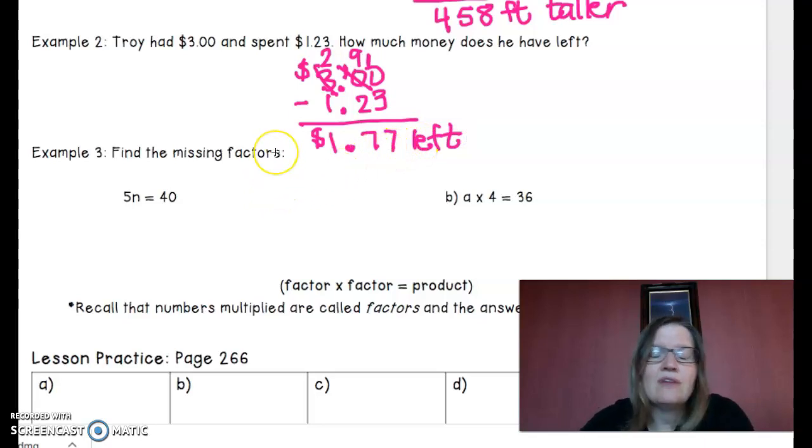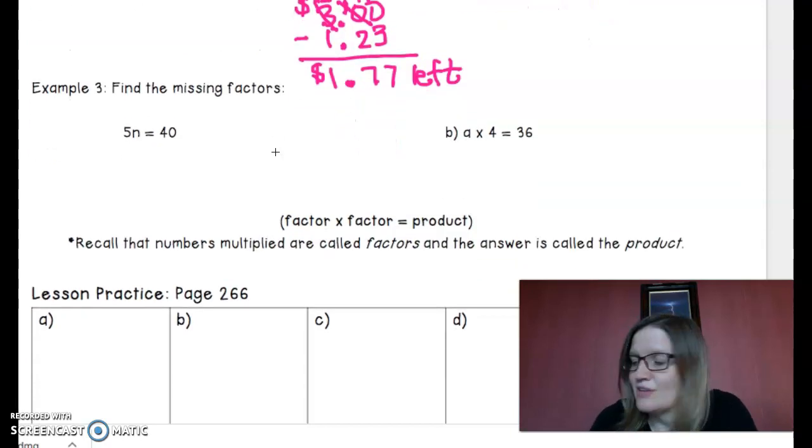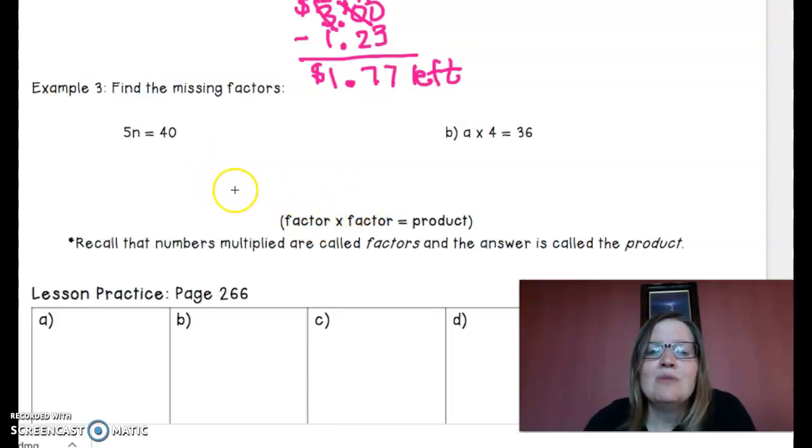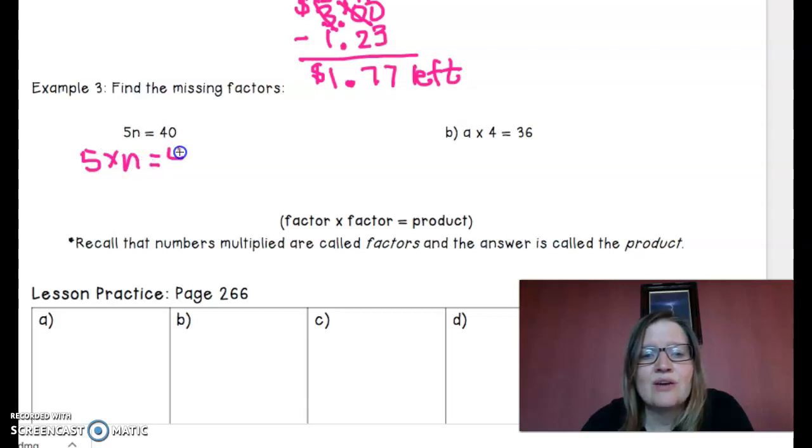Now, the second part of our lesson is on factors. And just a reminder, it says right here, factor times a factor equals a product. I think factories make products. In this situation, when you have a number and a letter together, when you see 5n, what they're saying is 5 multiplied by n equals 40. And so we have to say 5 times something equals 40.